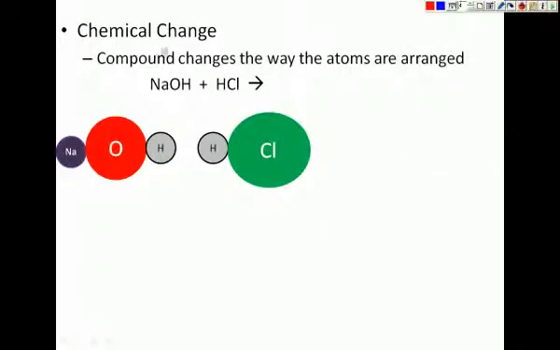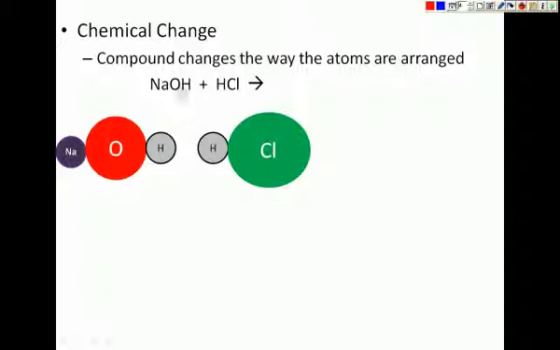Now let's take another look at another definition called chemical change. A chemical change is when a compound changes the way the atoms are arranged. So what we have here is NaOH, so this is sodium, oxygen, and hydrogen, and it makes sodium hydroxide. And this is HCl, hydrogen and chlorine. Together it makes hydrochloric acid.